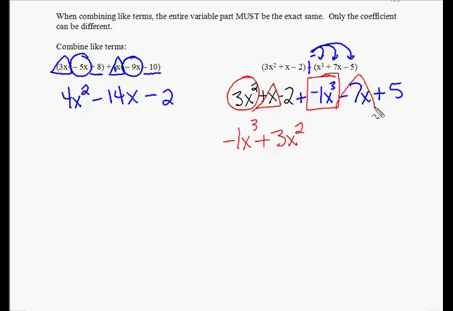This x and this negative 7x are like terms and can be added together for a negative 6x. This negative 2 and this positive 5 can be added together for 3.